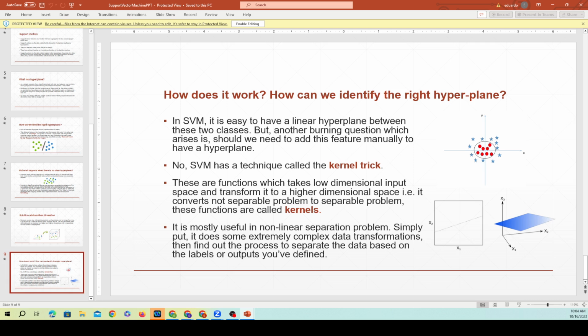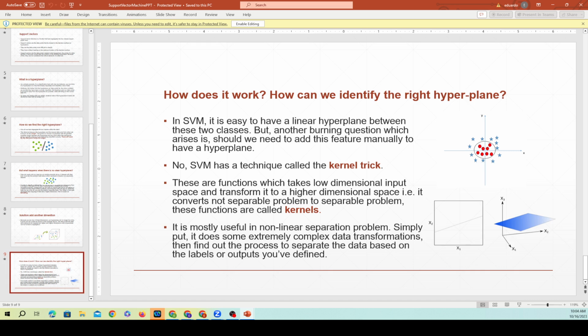These are functions which take a low-dimensional input space and transform it into a higher-dimensional space. It converts non-separable problems into separable problems. These functions are the kernels. So what this is saying is that the kernel trick elevates the number of dimensions to be able to find the hyperplane that separates the groups. That's practically what this is. It's practically a summary of what we just talked about before.